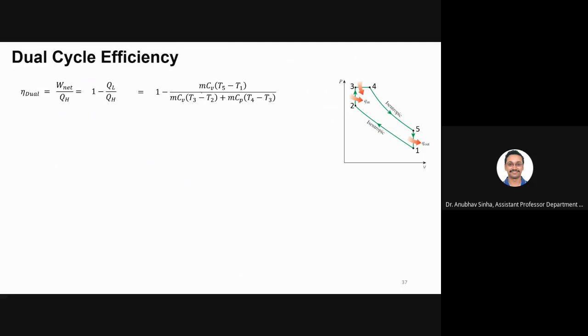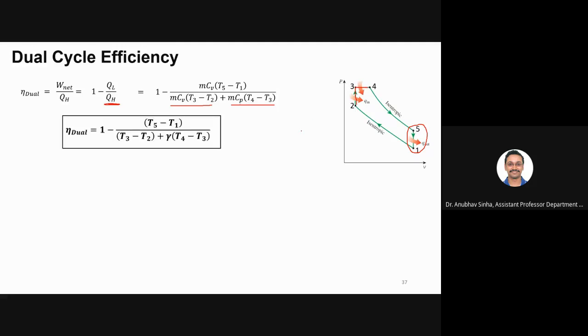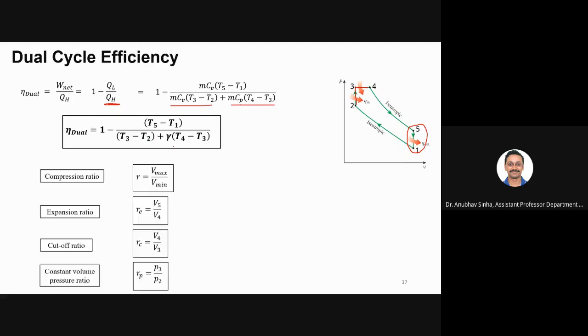So basically, for Q heat loss, we just take account of this process. But for heat gain, this is the total heat supplied. So for that, we'll add these two processes. We say that this is mCV delta T, because it is constant volume from 2 to 3, and this is mCP because it is at constant pressure. Now, if you cancel CP and CV, you will get it in terms of temperature.